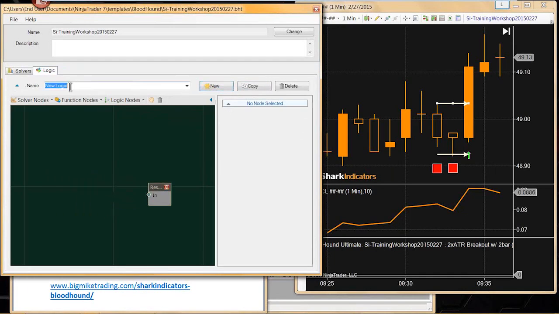Let me start a new logic template here. So we're looking for a 2-bar highest high and the lowest low of the 2 bars. Actually, how about if I rename this a little bit? So we're looking for the highest high or the lowest low of the previous 2 bars for a breakout here. And yeah, we can do this now in the comparison solver.